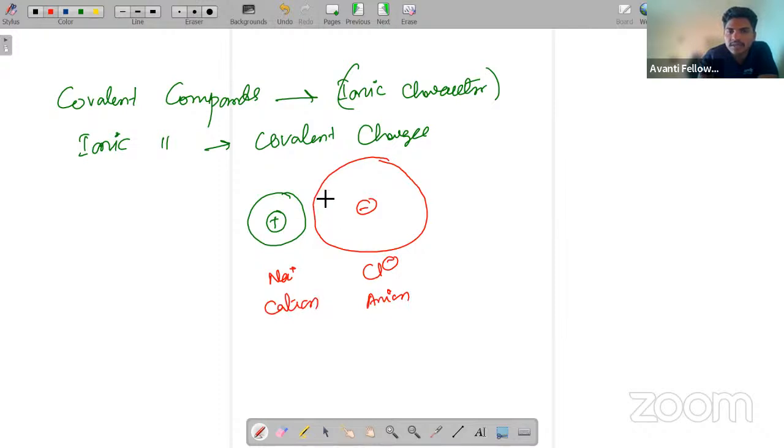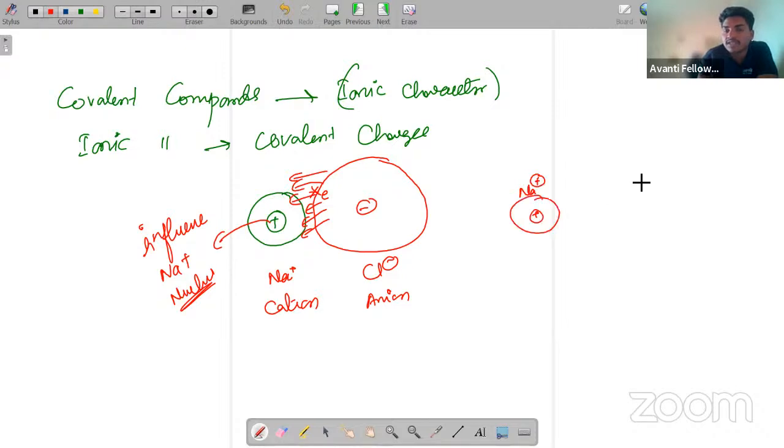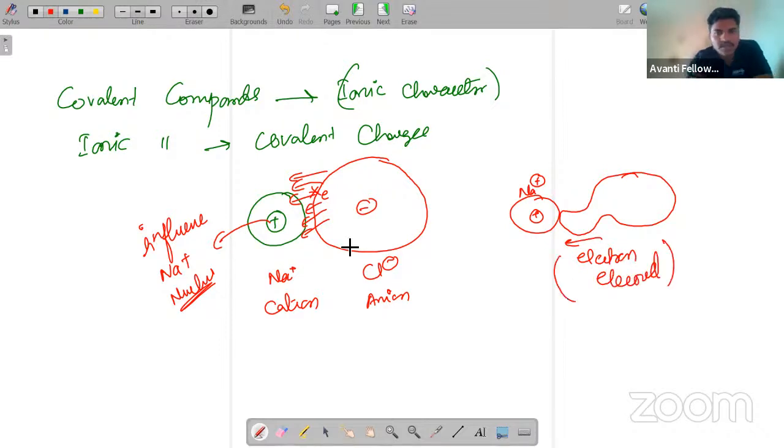Now the electron which is present here, under the influence of the Na plus nucleus, it will try to pull this electron. Whenever it tries to pull the electron, the original shape of NaCl will become like this. So there is some slight shift in the electron cloud. You observe this one, what is happening? A slight shift in the electron cloud is taking place.